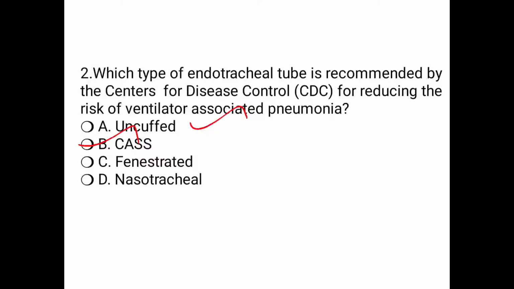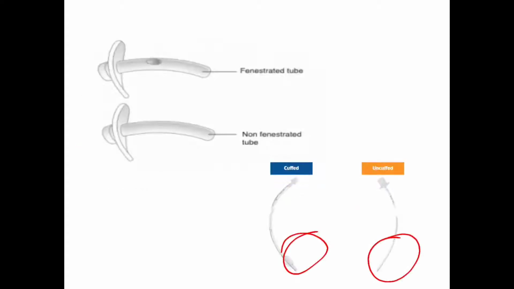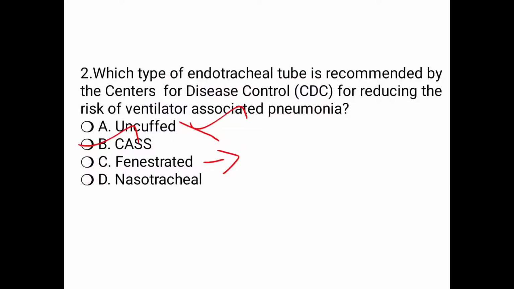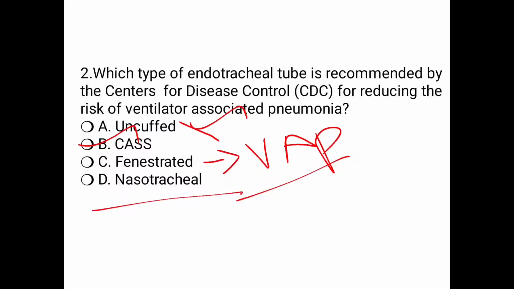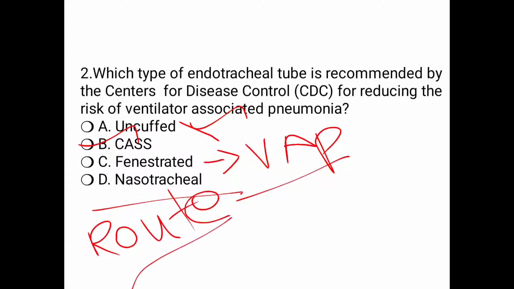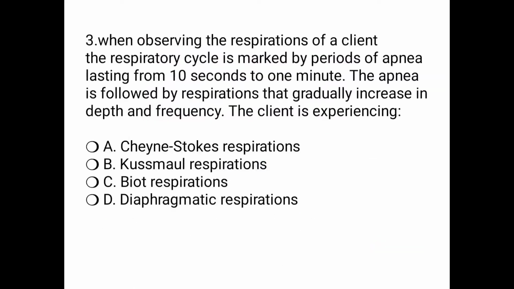And fenestrated has an opening. It's a type of endotracheal tube which has an opening, and that also increases the incidence of VAP. So both increase the incidence of VAP, so they are contraindicated and not commonly used in ventilator patients. Nasotracheal is not an endotracheal tube. It's a route for insertion of an endotracheal tube, not a tube.